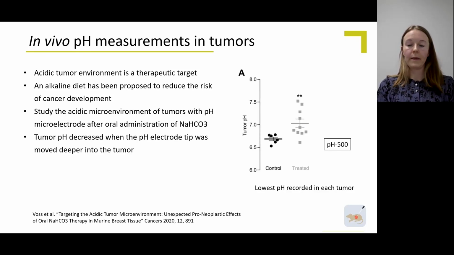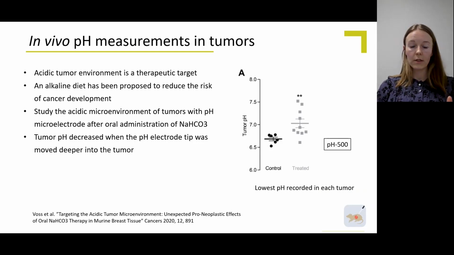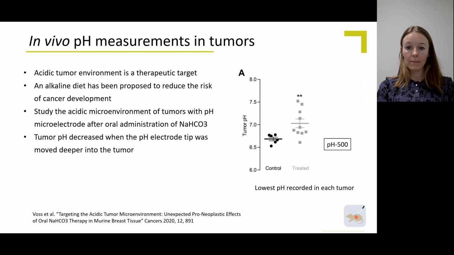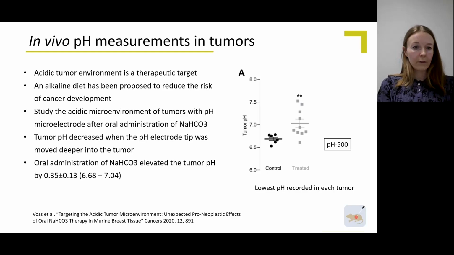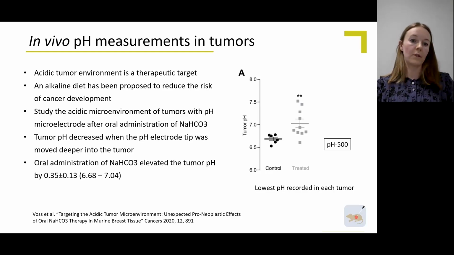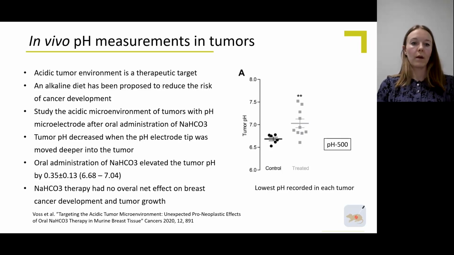As the authors moved the pH microelectrode deeper into the tumor, the pH decreased, and when they moved the pH electrode to the outer regions, the pH increased. They moved the sensor inside the tumor 2 millimeters at a time, and they placed the reference electrode in the intraperitoneal space. They found that the oral administration of sodium bicarbonate increased the pH inside the tumor, but did not have an overall effect on the breast cancer development and the tumor growth.